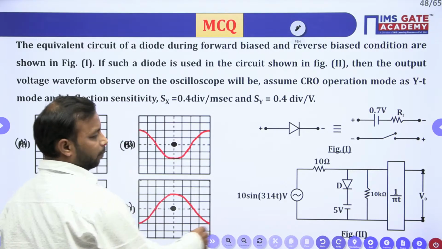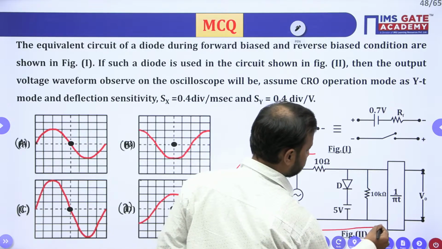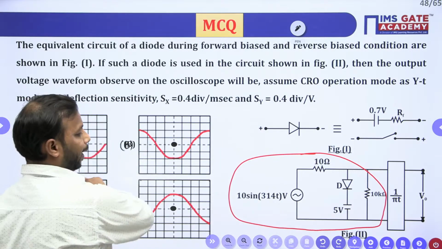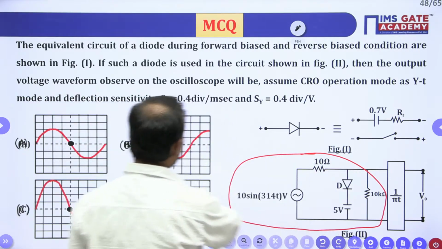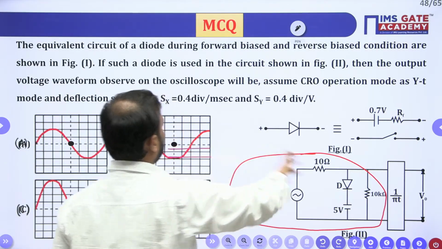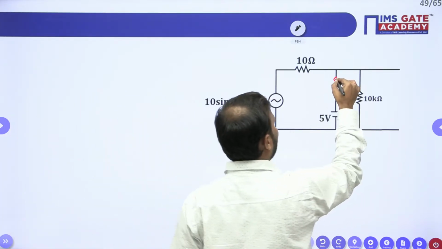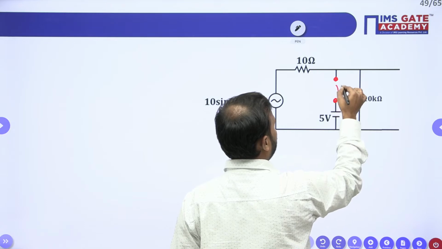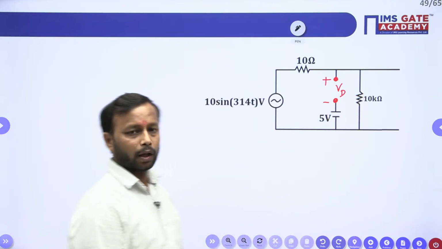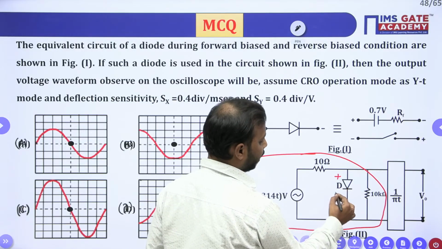Now for that, let me take only this part, by assuming your diode is open. So I have assumed that my diode is open. Take this polarity plus minus. Here I have taken plus at this point and minus at this point.